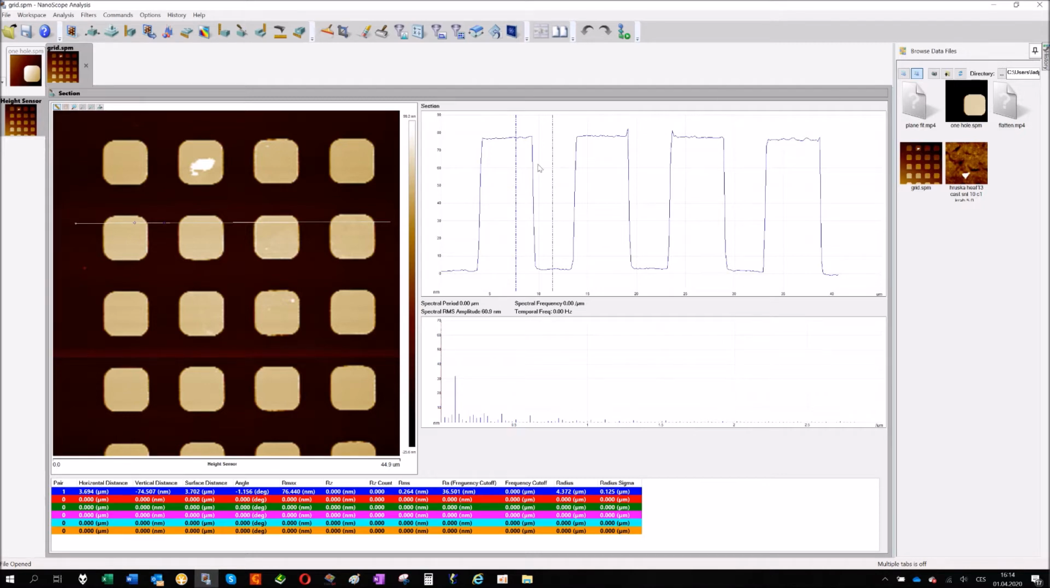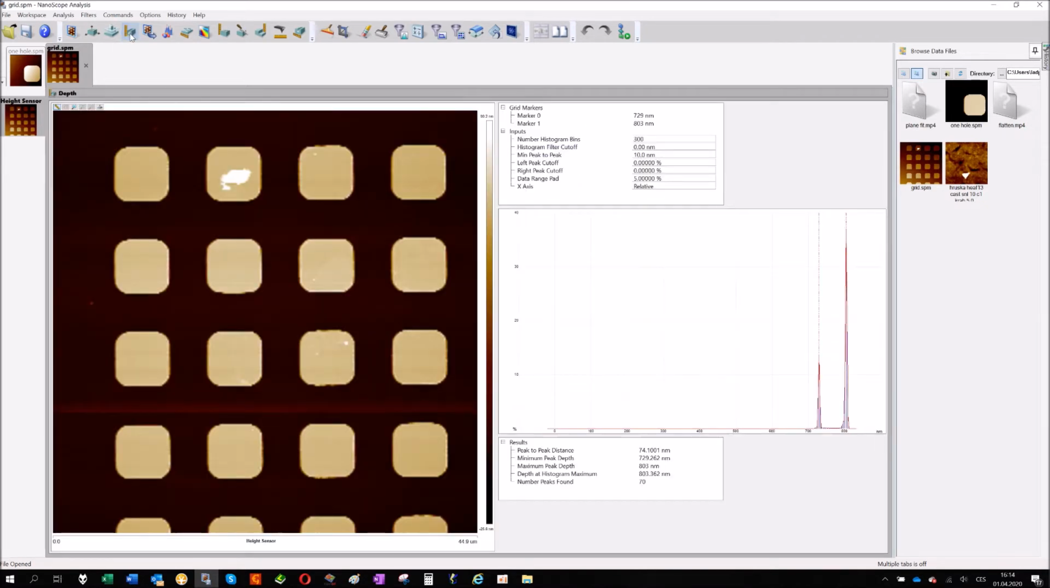In the last video we ended with the plane fit function and the section function, and I said that it's possible to use the section function to measure the depth of your feature. But Nanoscope Analysis has a special function for that, and it's called depth, very easily.